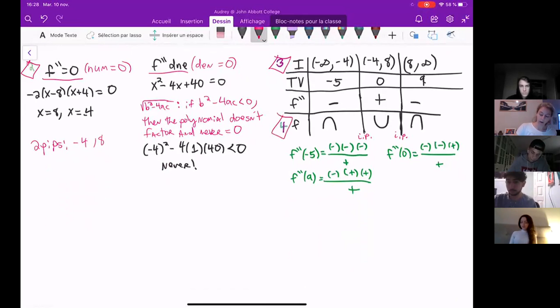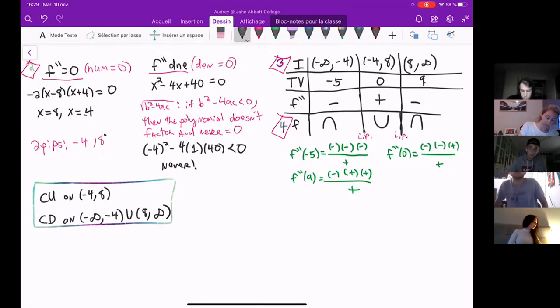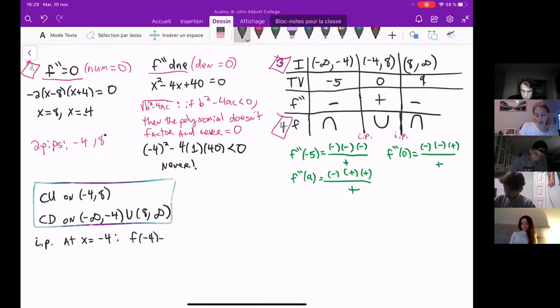And now we'll write our final answer. This is concave up on (-4, 8), and it is concave down on (-∞, -4) union (8, ∞). Oops. And then my inflection points are at x = -4. So if I plug in -4, I get ln of (-4) squared minus 4 times -4 plus 40.